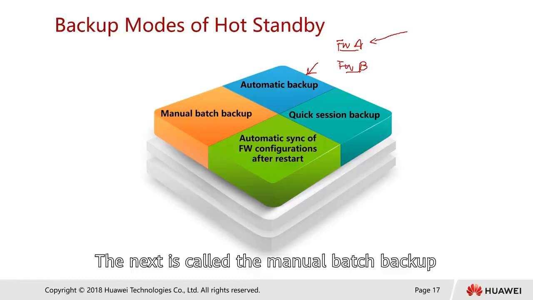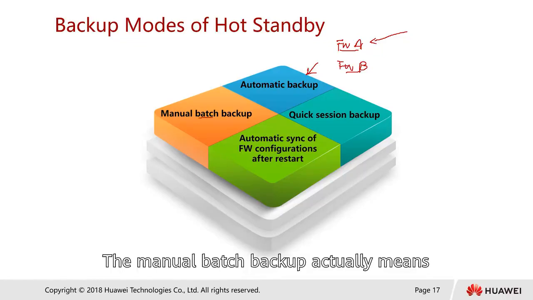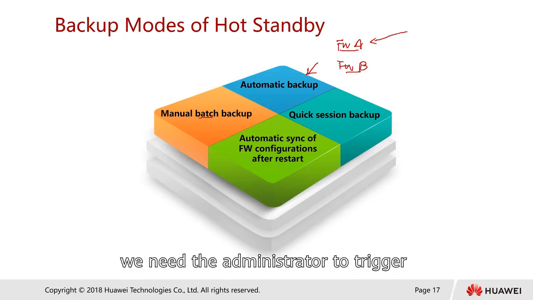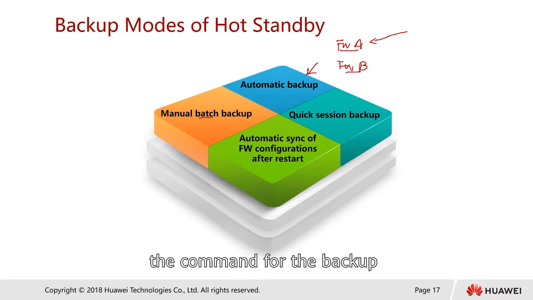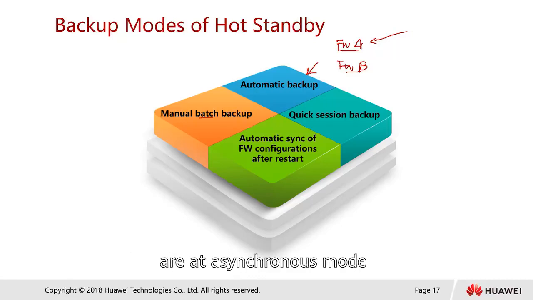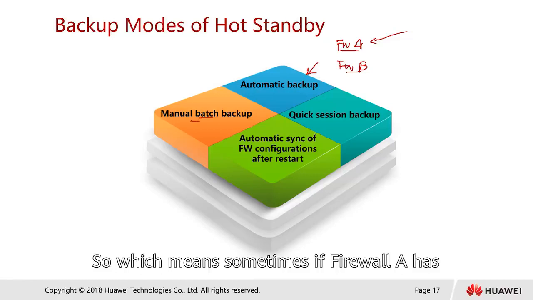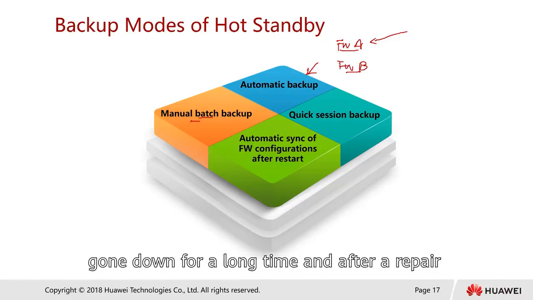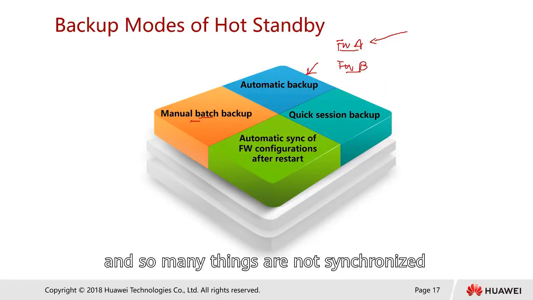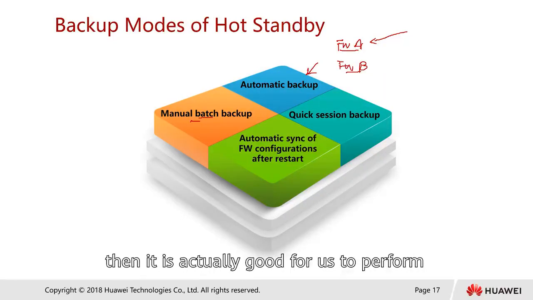Right, the next is called the manual batch backup, okay? The manual batch backup actually means this kind of mode needs the administrator to trigger. So there is a command to trigger the backup. The backup will start immediately after we trigger the command, and it applies to scenarios where manual backup is required when the configuration of the two devices is in asynchronous mode. Which means sometimes if firewall A has gone down for a long time, and after repair, maybe after a week, it comes back and there are so many things which are not synchronized, then it's good for us to perform the manual backup.